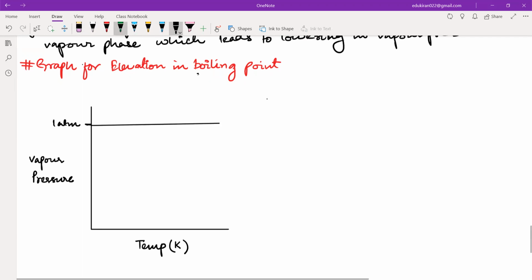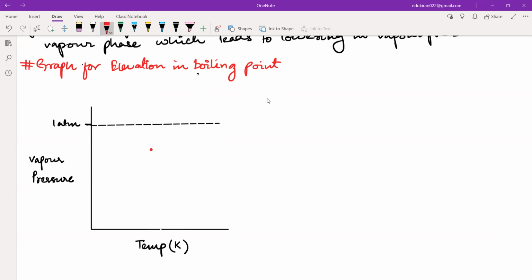So what I will do, I will plot this. This is the 1 atm. Let me draw the line for 1 atm properly for you people. And let us suppose that the normal temperature is somewhere here, and we are just having a solvent.